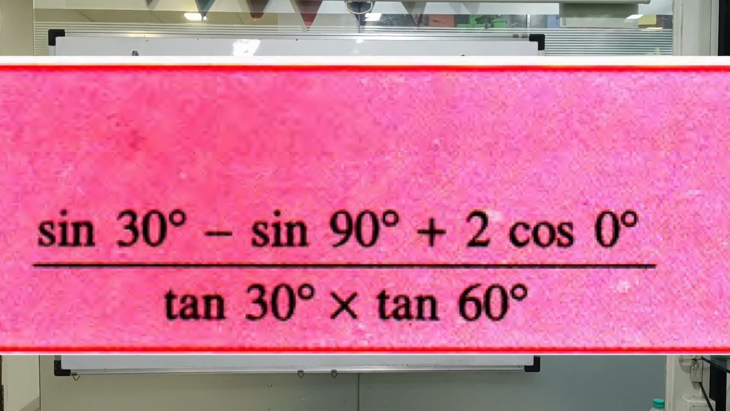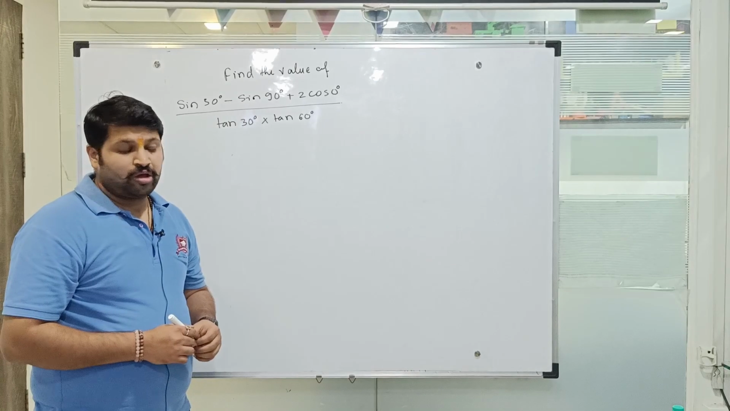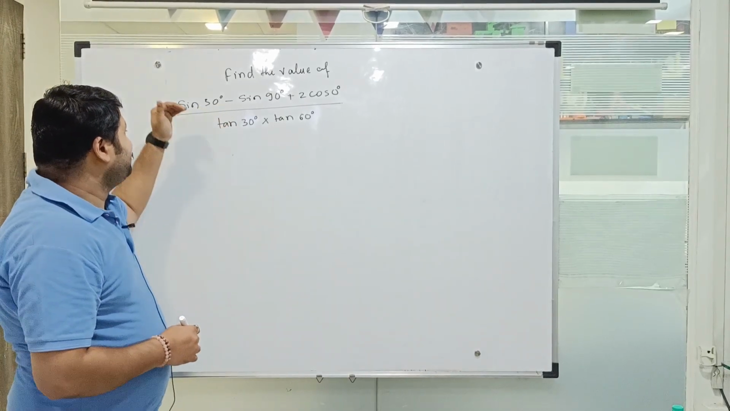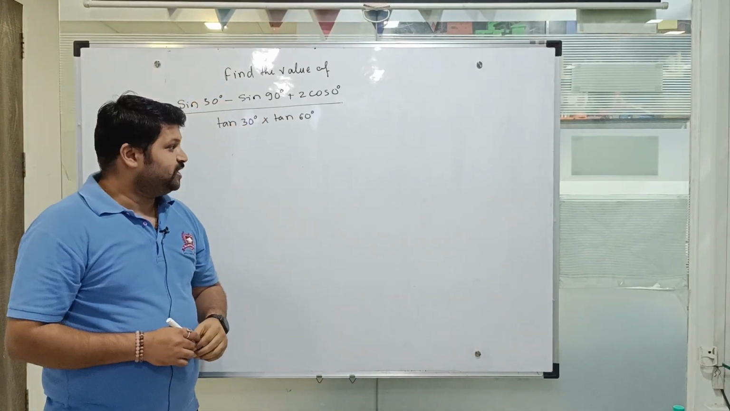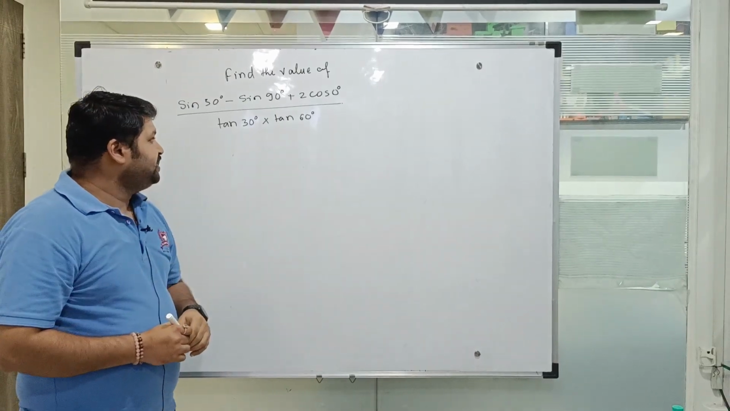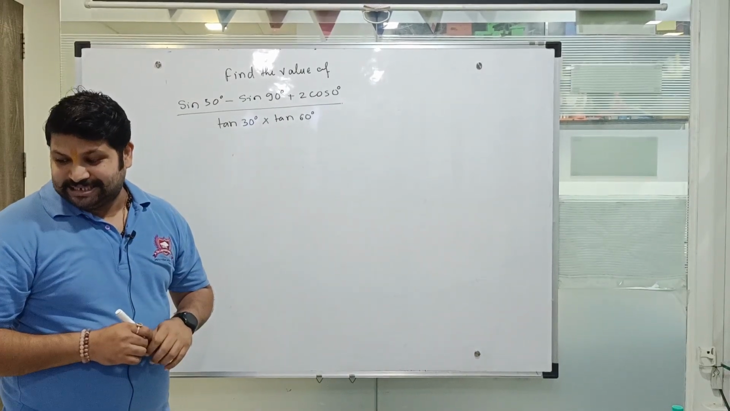Let us consider an example where sine 30 degrees minus sine 90 degrees plus cos 0 degrees divided by tan 30 degrees multiplied by tan 60 degrees. We have to solve this example, so let's see. Now, in this given example, we have sine 30 degrees minus sine 90 degrees plus cos 0 degrees divided by tan 30 degrees multiplied by tan 60 degrees.